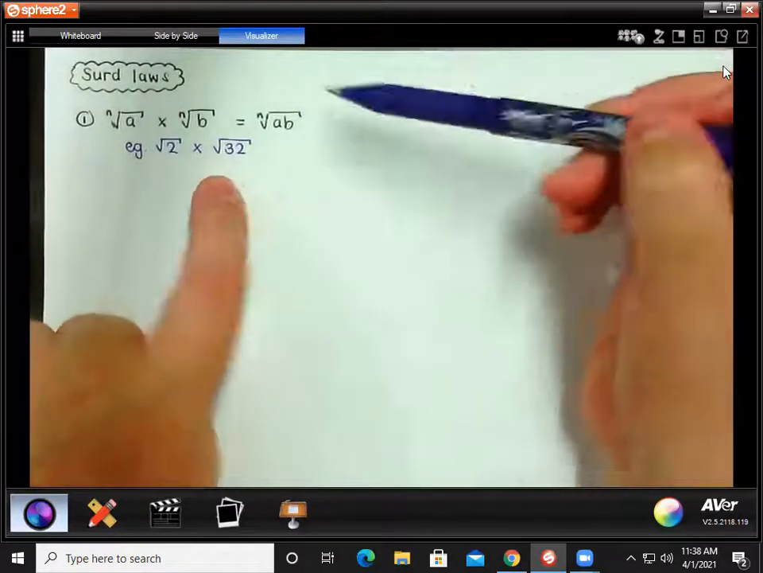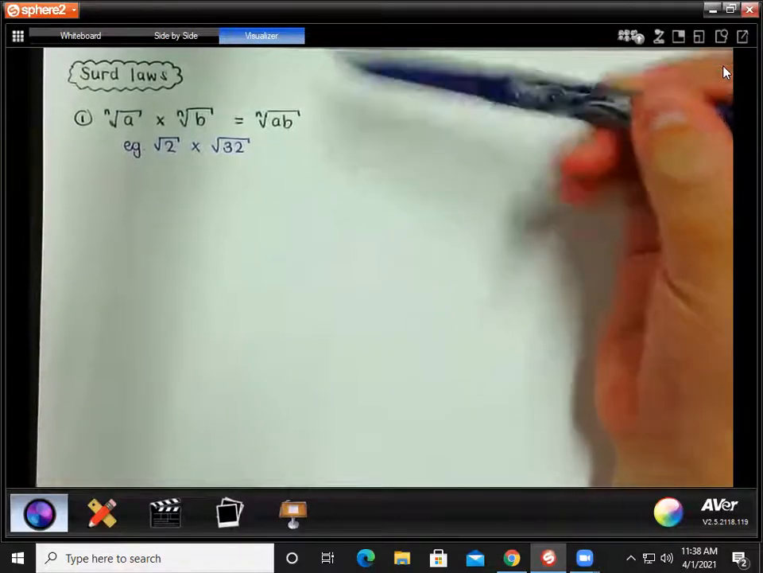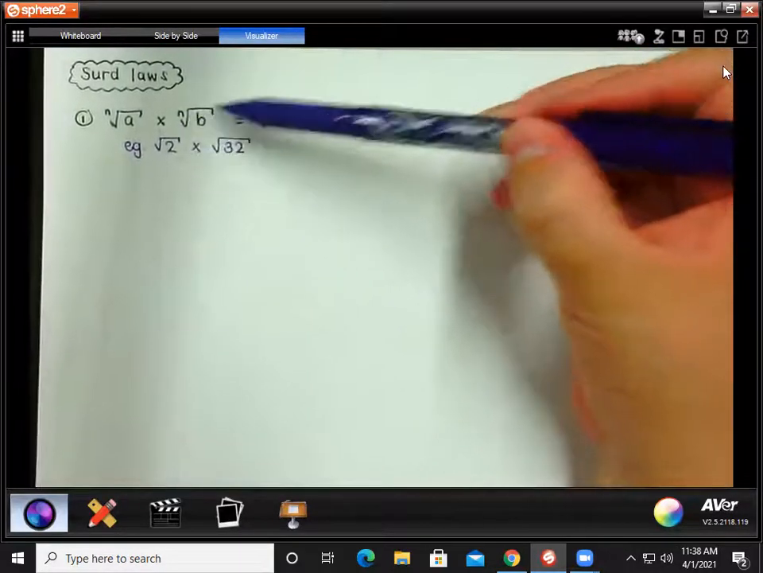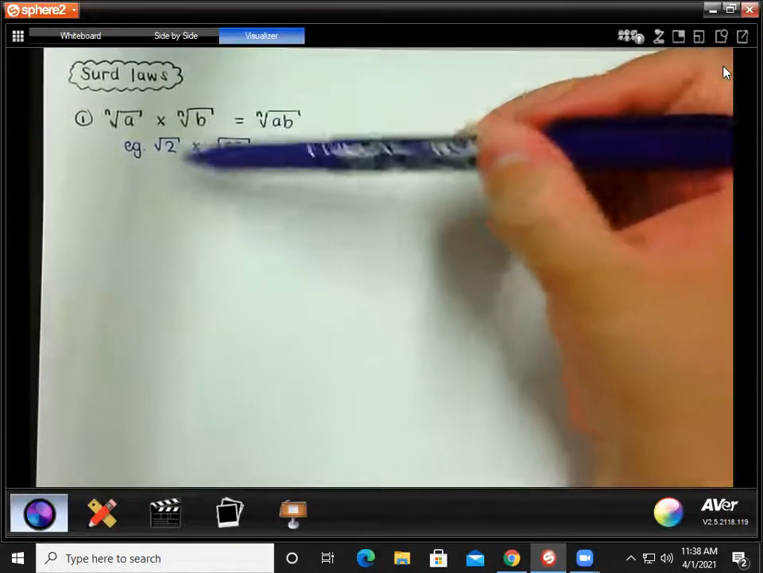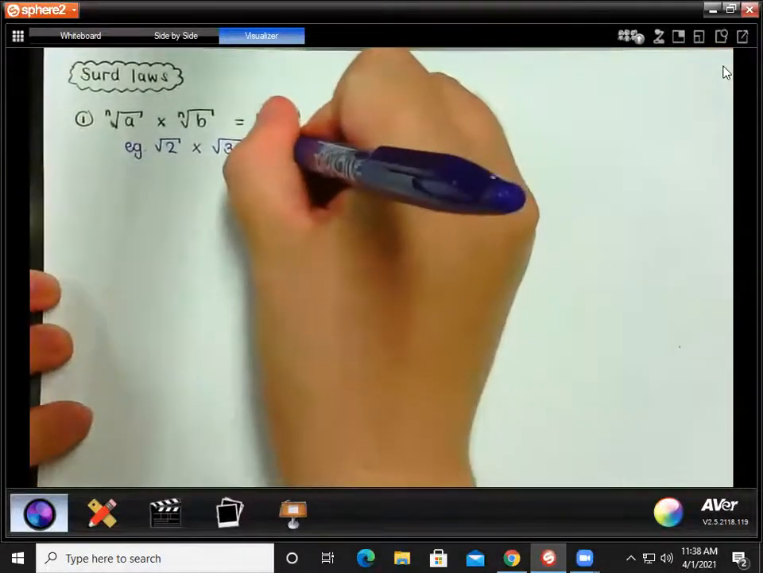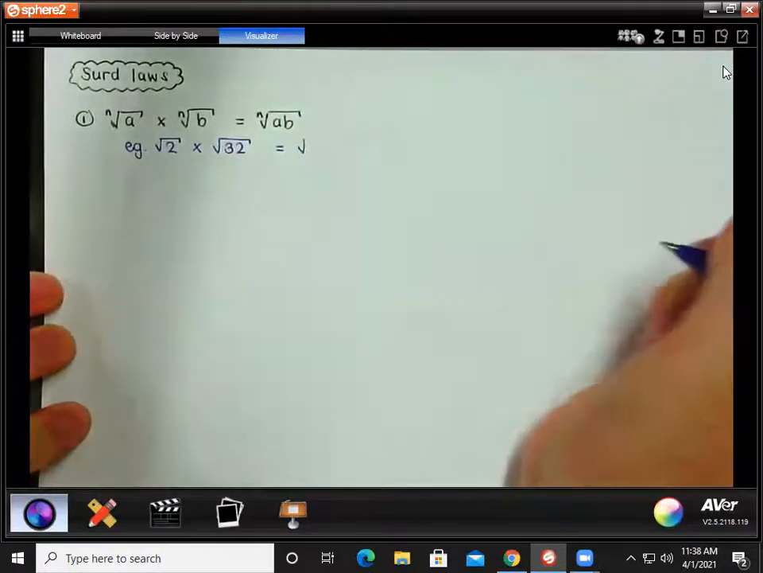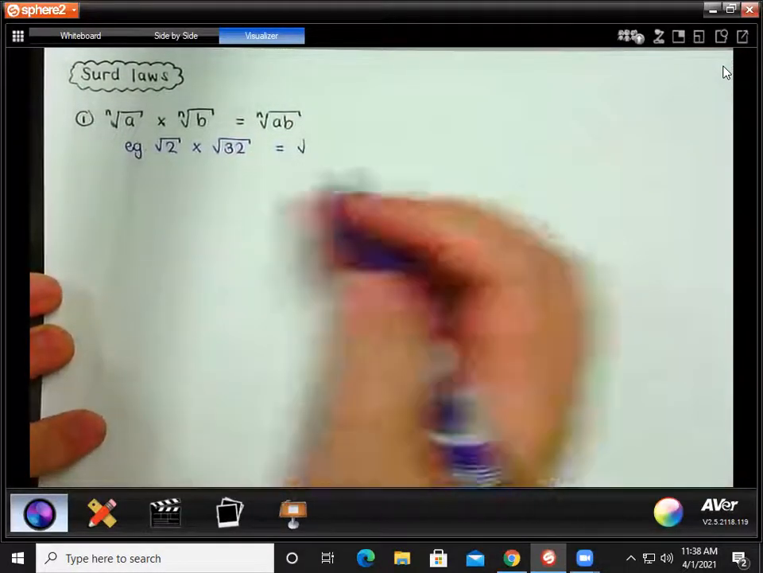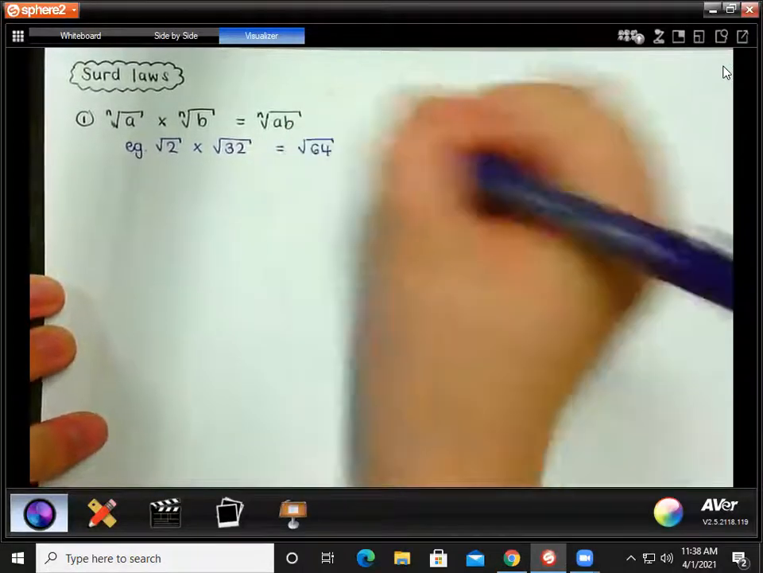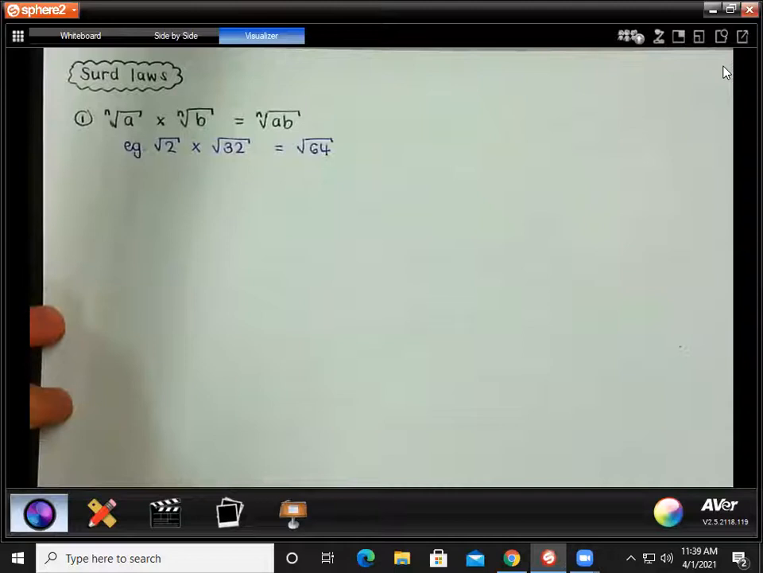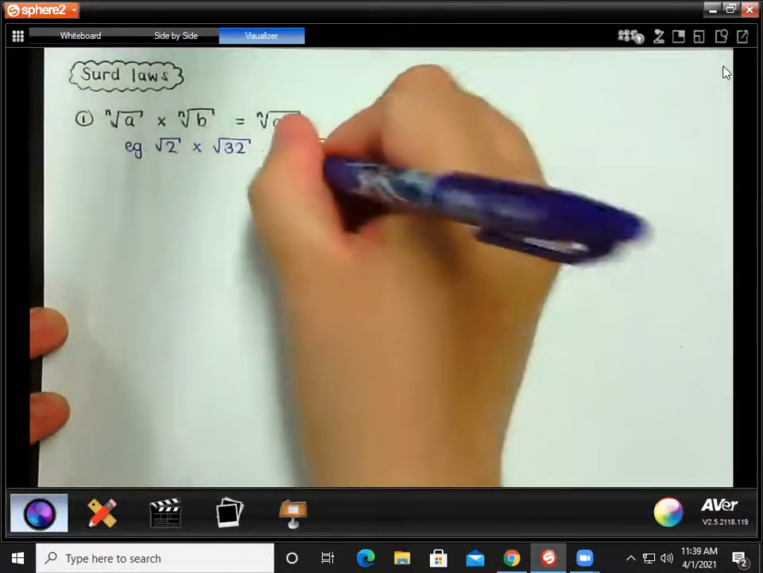But now we need to notice that we can apply this law because we have two surds and they have the same roots. It's the square root and the square root, and we're multiplying them together. So we can put this together under one square root. And then what is 2 times 32? 64. And can we do that without the use of a calculator? What's the square root of 64? 8.